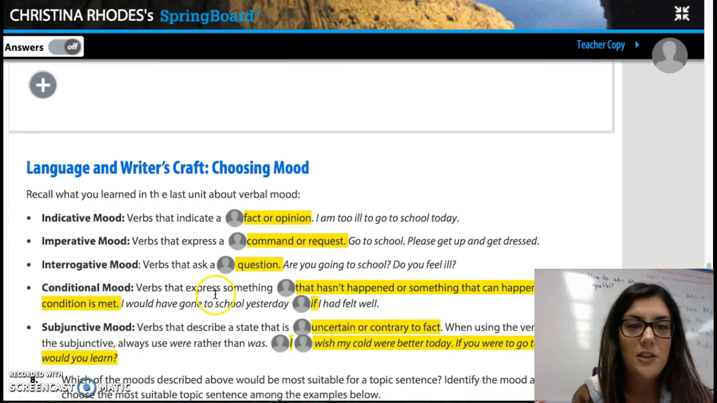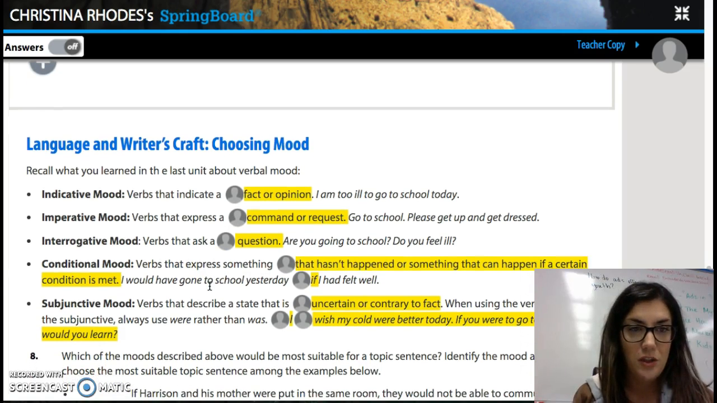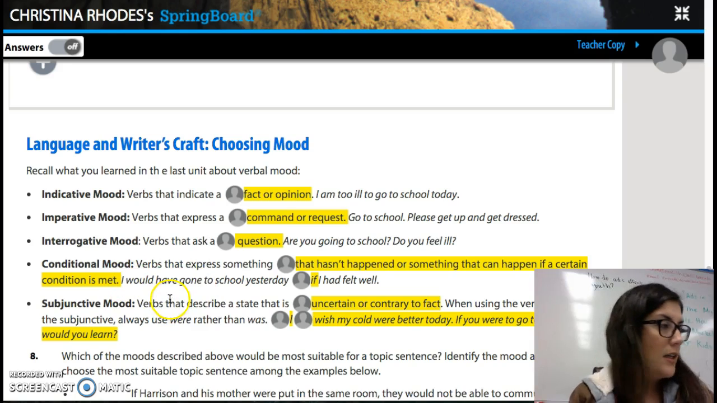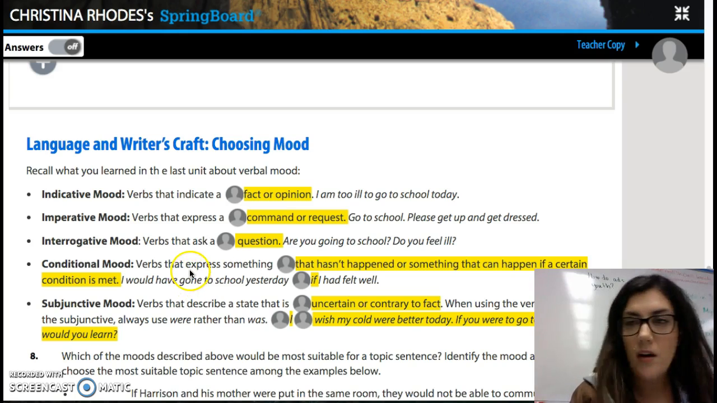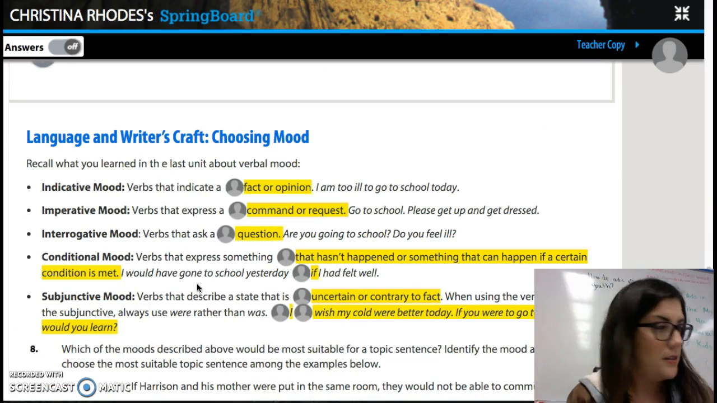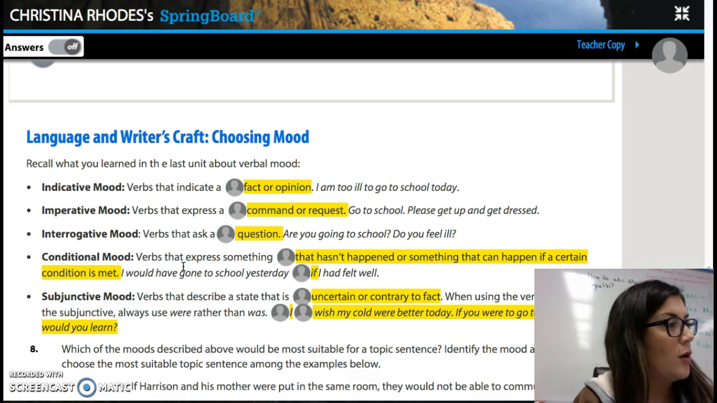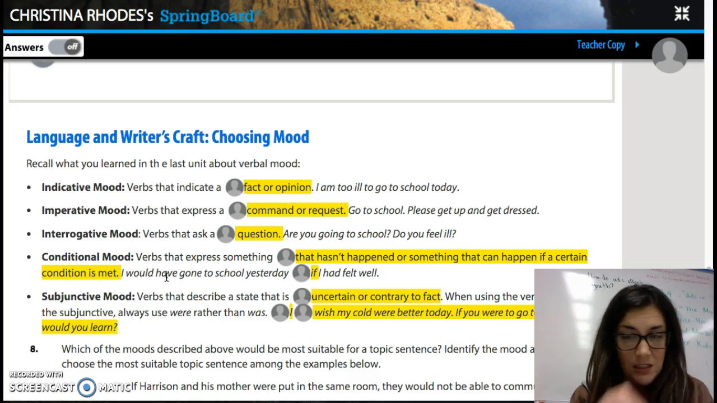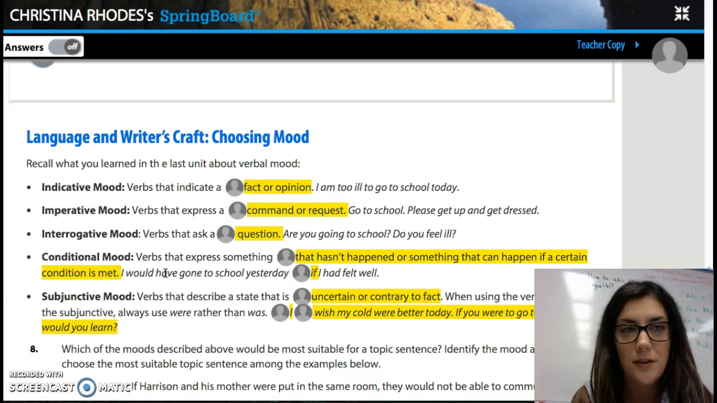Next, we have language and writer's craft for choosing mood. This is important when you are writing, so you want to make sure that you have the correct mood displayed when you're writing. In your book, on page 114, there is the definition of mood, and it's to the left there. You can't see it up here because it is cut off, but to the left it says mood. Mood is the form of the verb that shows the mode or manner in which a thought is expressed. So please read that definition on the side of 114 of what mood is to your shoulder partner.